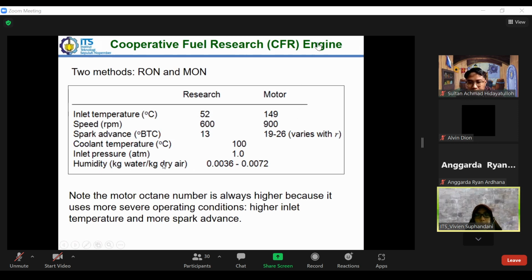And the humidity can be used at this range, but more or less similar. With different inlet temperature and different speed, we find that the motor octane number is always higher because it uses more severe operating conditions, meaning higher inlet temperature and more spark advance. So when you test RON or MON, the MON value will be higher than the RON value.